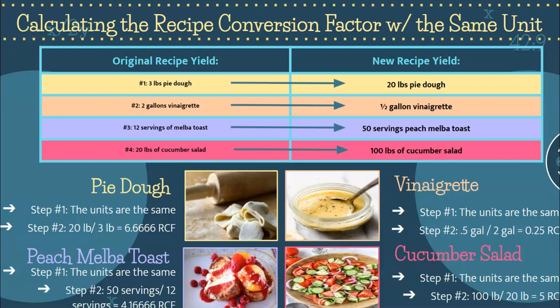And then problem number 4, the new yield is 100 pounds of cucumber salad. The old yield is 20, so you're just going to divide 100 by 20, and your conversion factor is 5. You would use those numbers to have the accurate increases of each ingredient in each of those recipes.